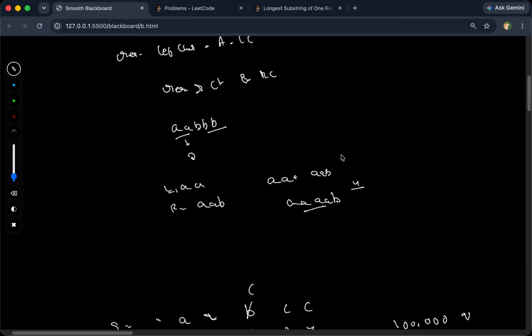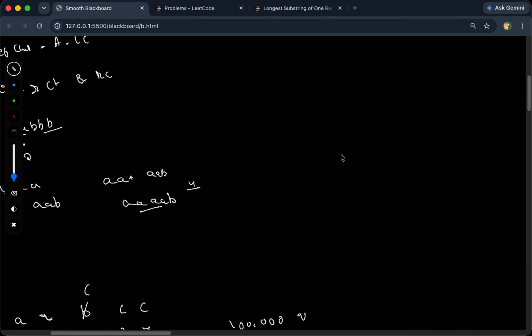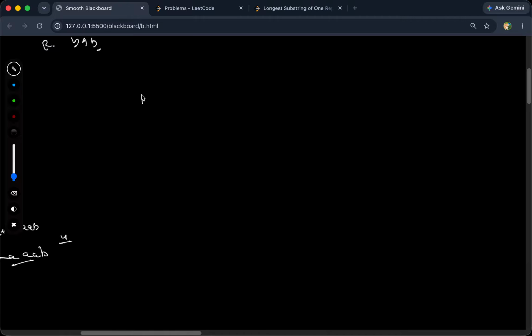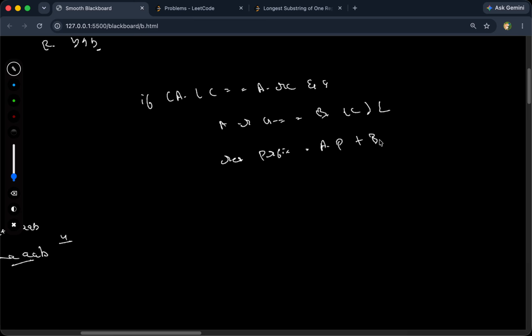Okay, I think I have to write a code. If a dot left character is equal to a dot right character, and a dot right character is equal to b dot left character, res dot prefix equal to a dot prefix plus b dot prefix. Okay, so the whole left segment is the same character and the right segment starts with the same character.